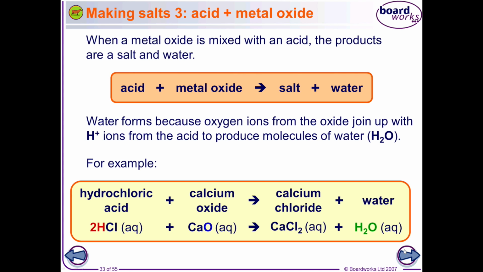Now again, if you look at the salt produced, we get calcium chloride. Why? Well, the calcium comes from the actual base, the metal always comes from the base. And then the chloride, yes, you guessed it, comes from the fact that we've used hydrochloric acid, and water is produced as well because it's neutralization.